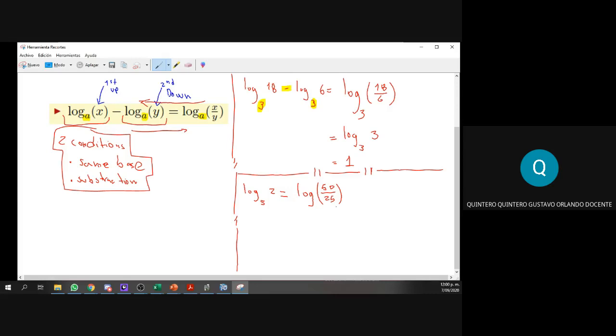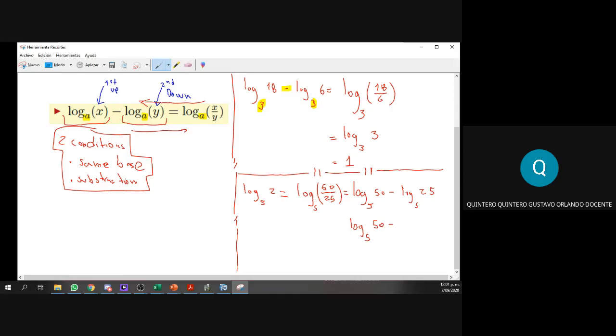Great. So we can expand this into 2 logarithms. The first one was base 5, right? So logarithm base 5 of 50 minus the logarithm base 5 of 25. Now, we don't know the answer to the first one. It is 2 point something. So we're going to leave it just like this: logarithm base 5 of 50. But what we do know is the second one.